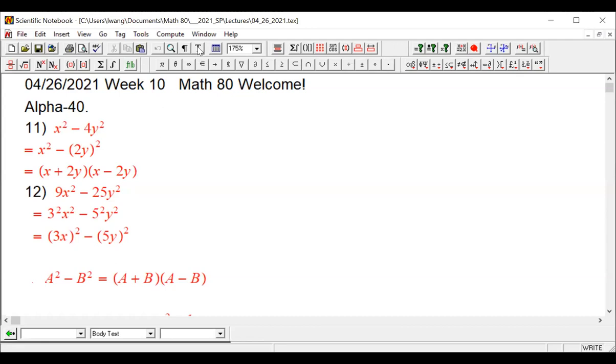And so we can apply that special formula, which gives us so much convenience. And that's going to be 3x plus 5y multiply 3x minus 5y. Are we good? Are we good there? Okay.